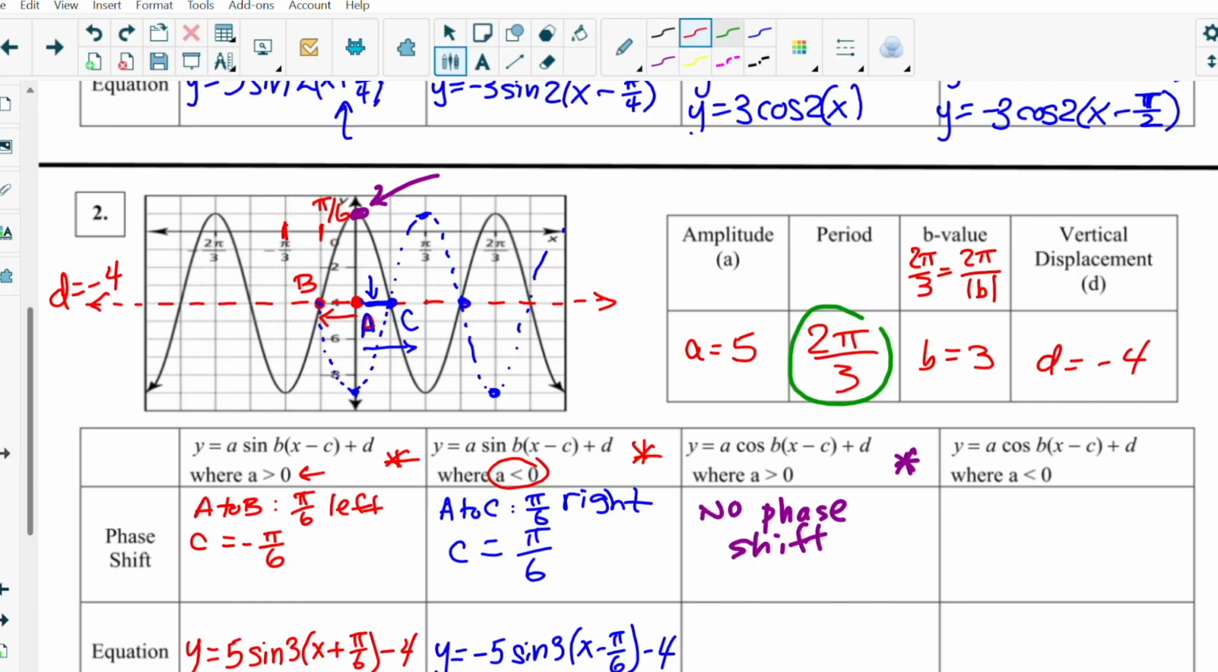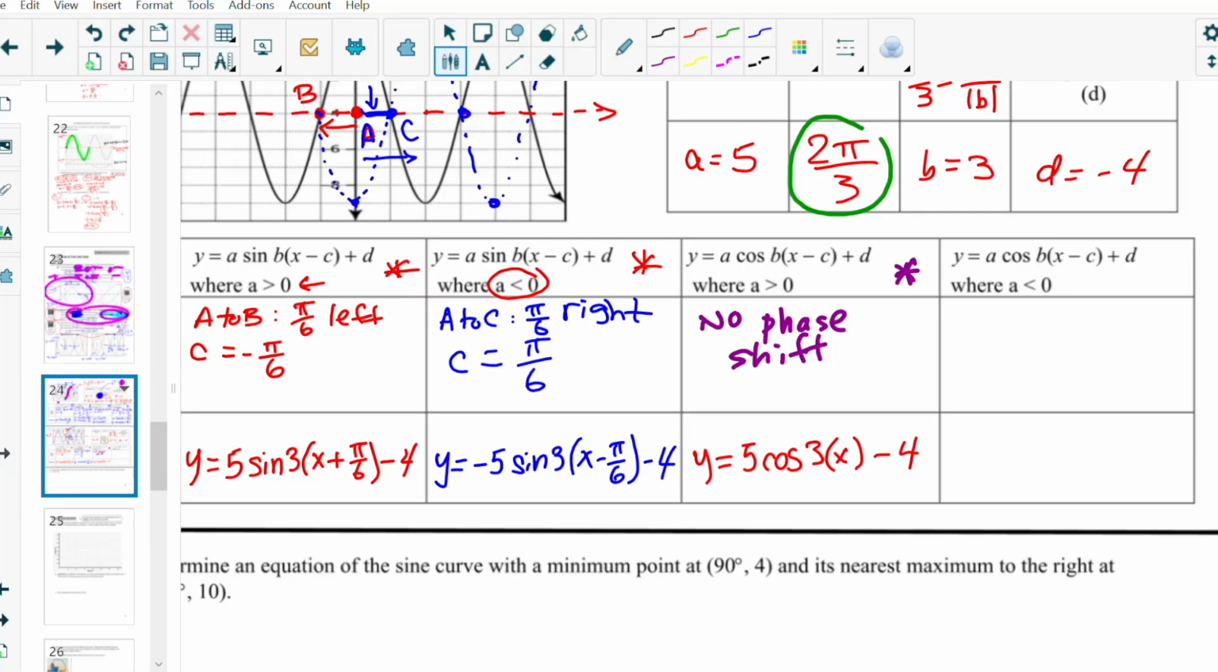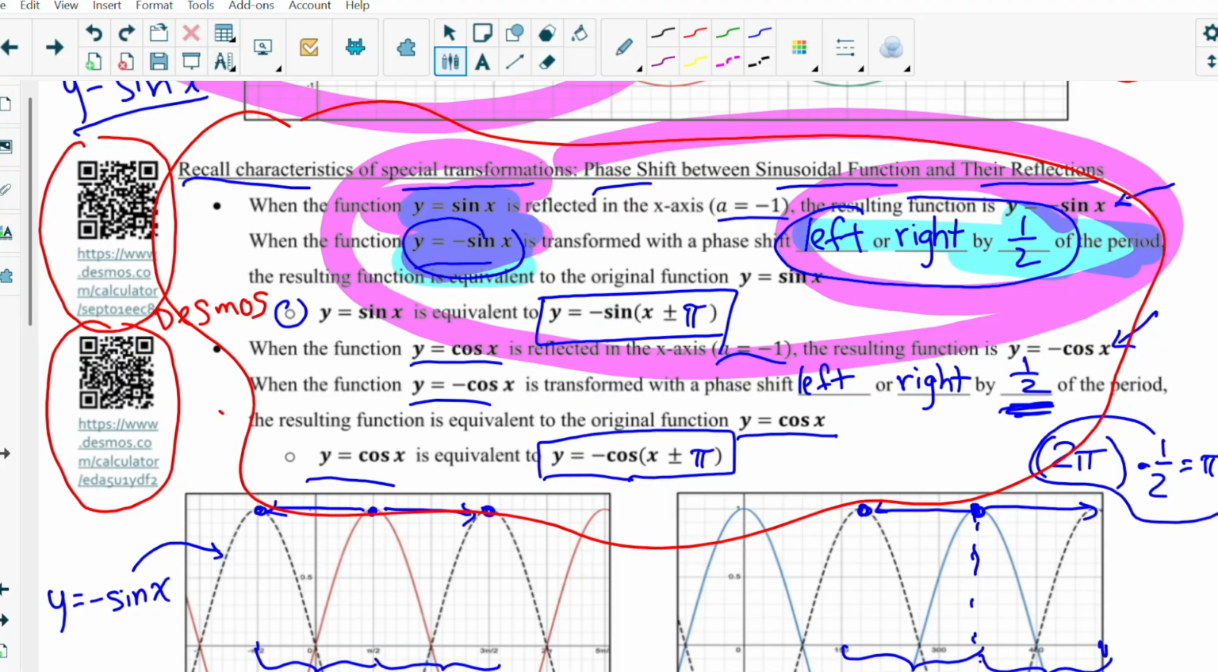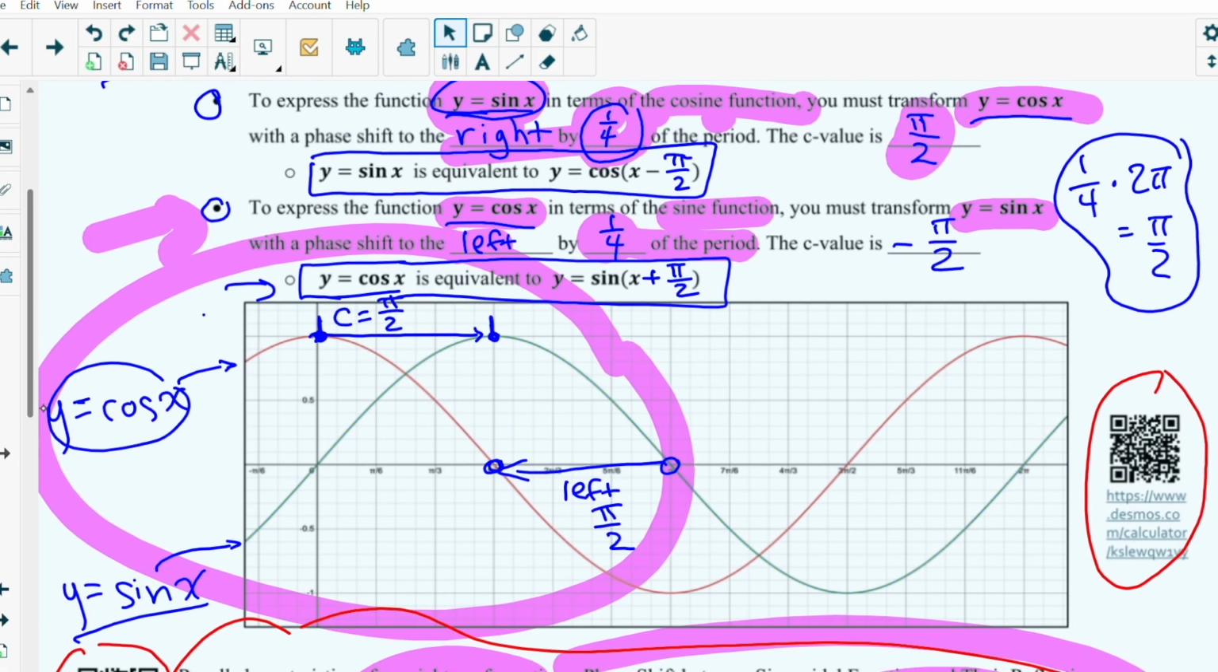So what does our equation look like? With no phase shift, that's y equals 5 cosine of 3 times x, no phase shift, that means c is 0, and then minus 4. Okay? Folks, the other way we can think about it, and we're going to use these relationships. Wow, this is getting really messy.